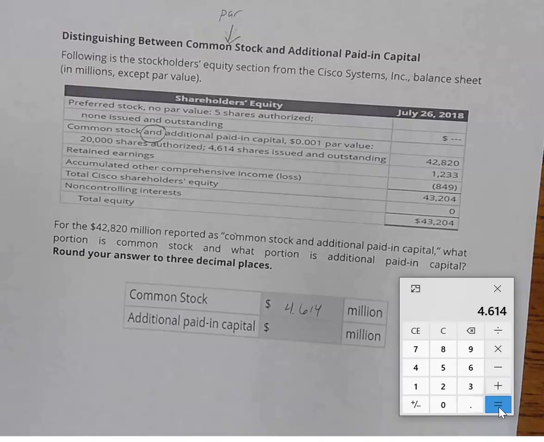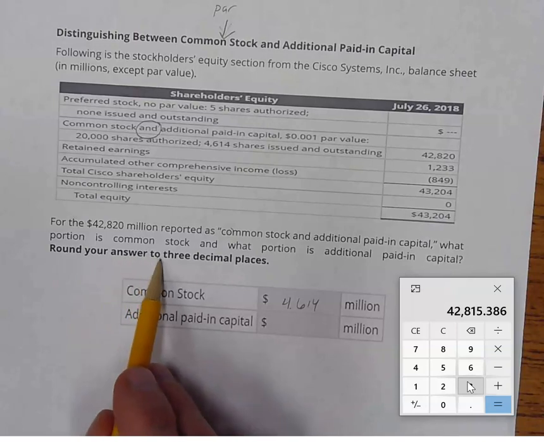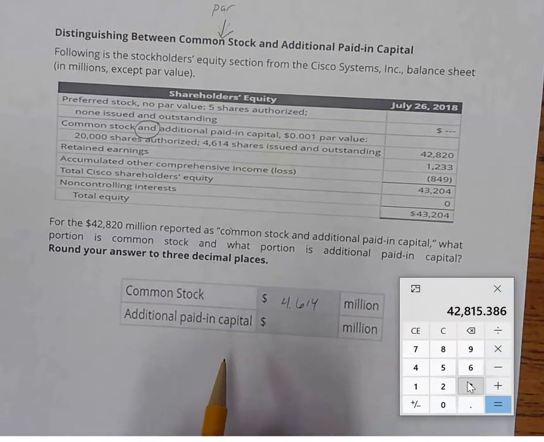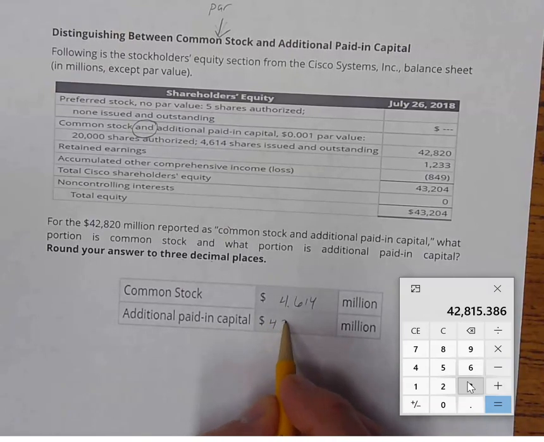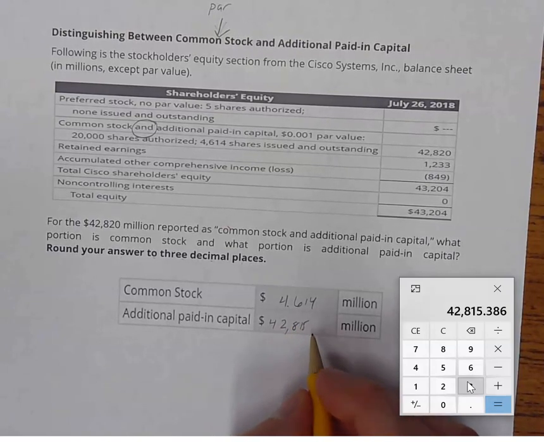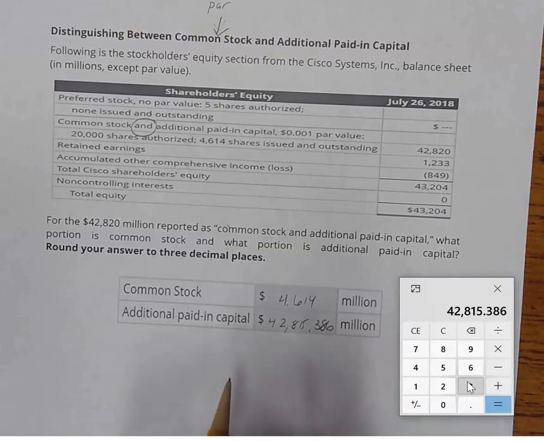So not very much. Then we could do this a couple of different ways. We could say, what is the remainder if we had 42,820 minus 4.614? We have our answer. Now I'm going to round this because it says round your answer to 3 decimal places. We've got 42,815.386. Based on the instructions, that would be our answer.